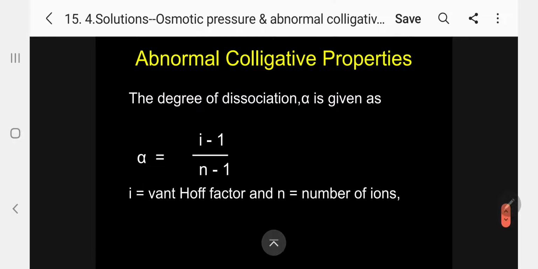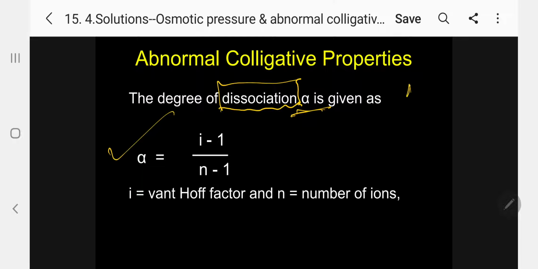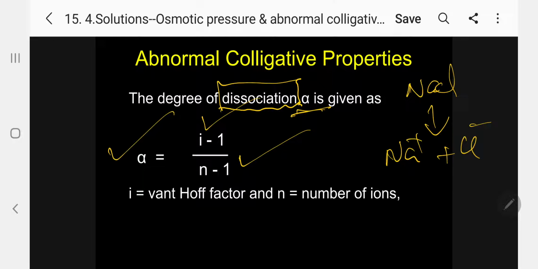Now, according to Van 't Hoff, the degree of dissociation alpha is given by, kindly follow, please keep it in your mind. Dissociation means you think of sodium chloride undergoing dissociation into sodium plus and chloride minus. Alpha equals i minus 1 divided by n minus 1, where i is the Van 't Hoff factor and n is the number of ions or number of particles. You have to memorize this because problems will be asked.